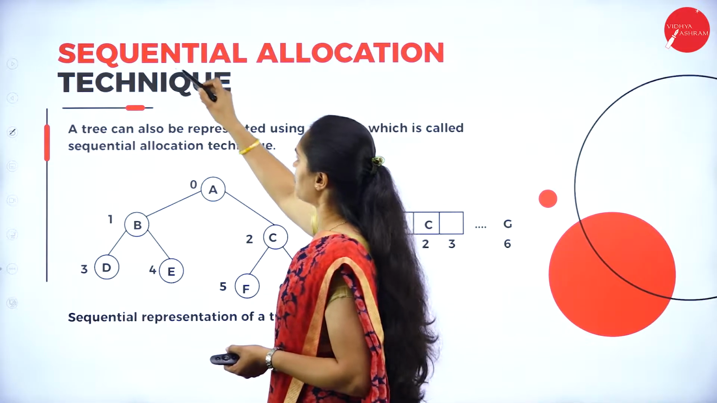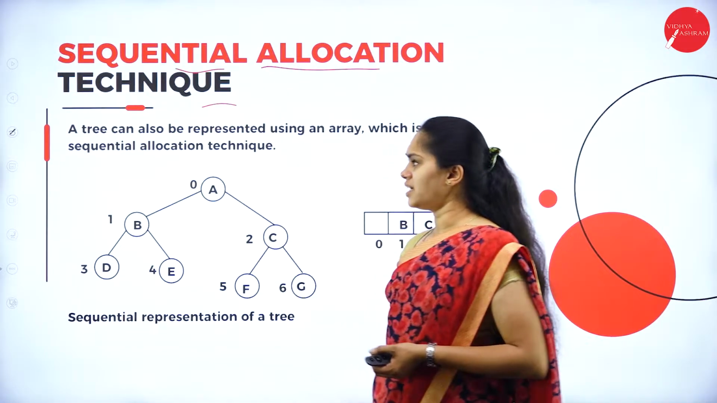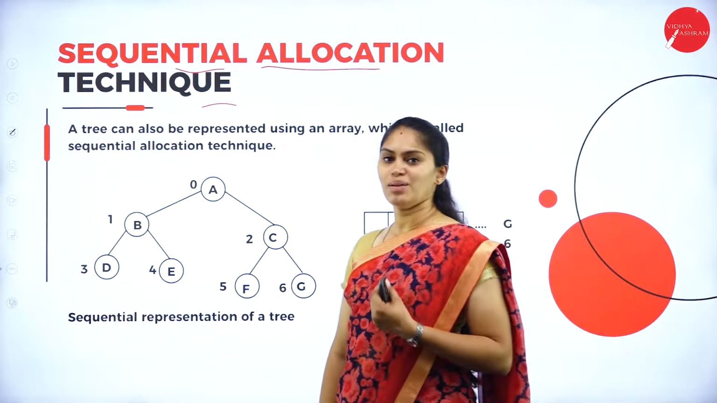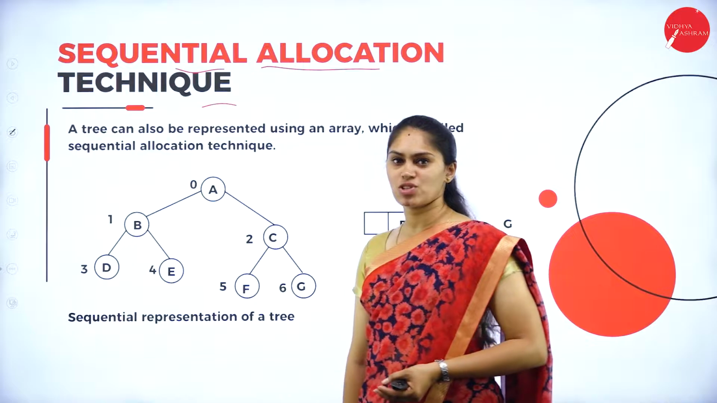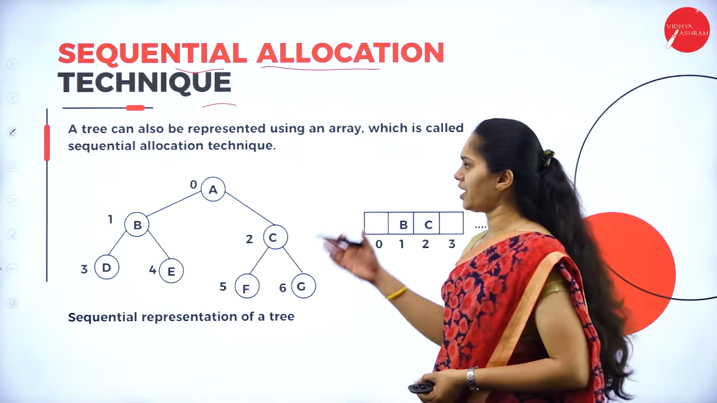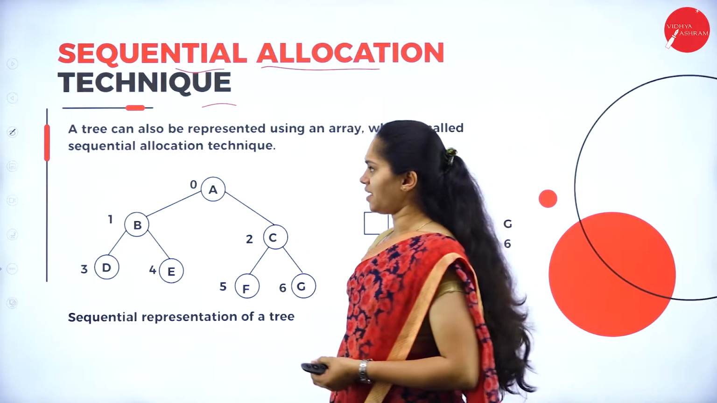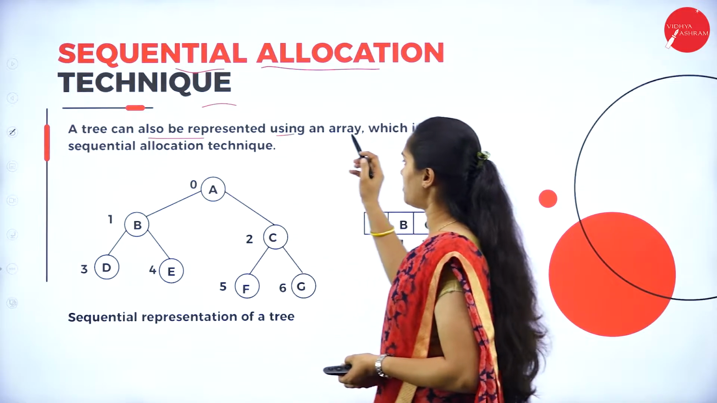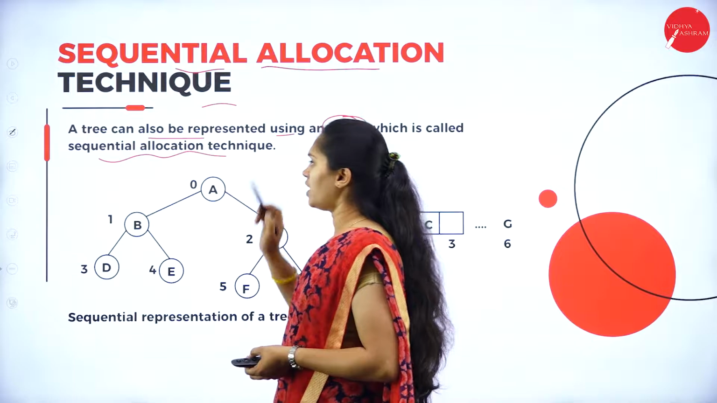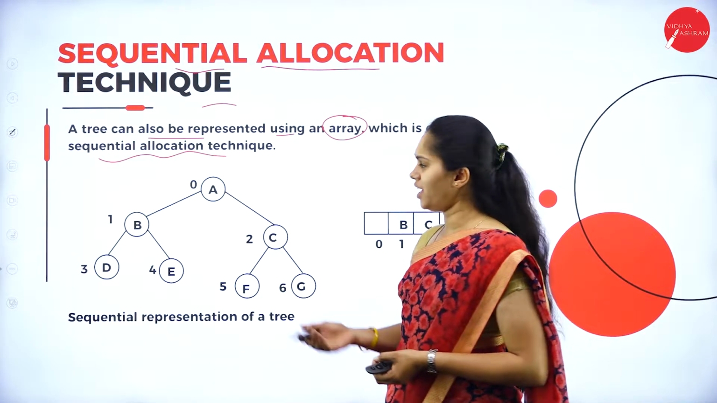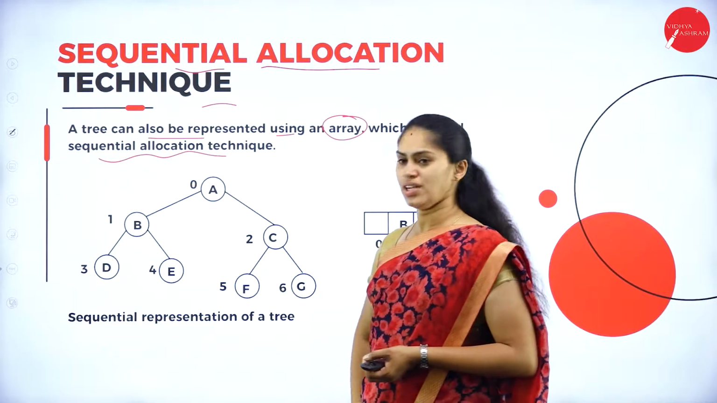So next, what we have here is the sequential allocation technique. Here, with the help of the array concept, that is an ordered collection of homogeneous elements, we are representing the binary tree. How are we doing it? A tree can also be represented by making use of an array, and we call that kind of allocation or representation of memory the sequential allocation technique.